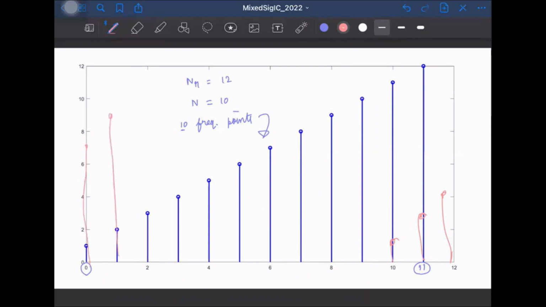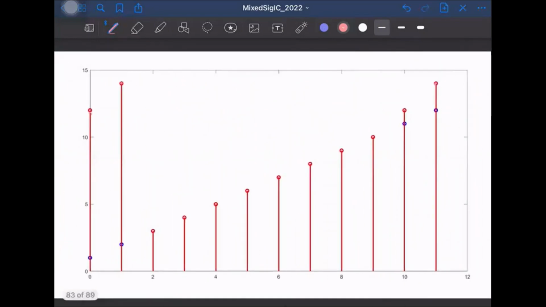So what will happen? These two samples get added up. So similarly, these last two samples will also get changed, right? And that's exactly what has happened, right? So the samples in red are the ones that we get after reconstruction, and the ones in blue are the original samples, right?